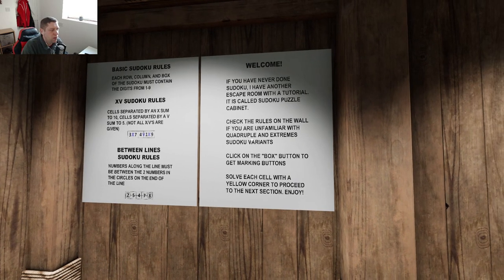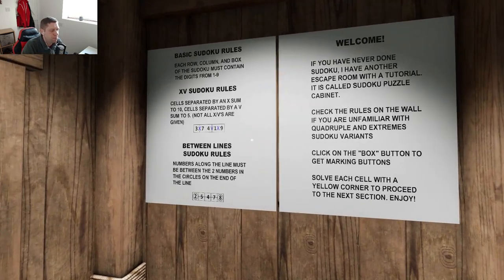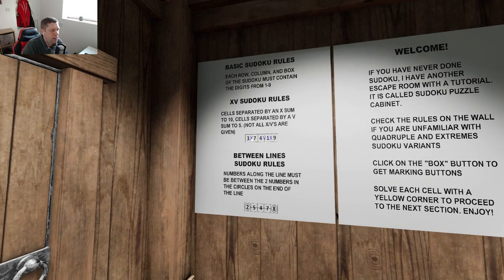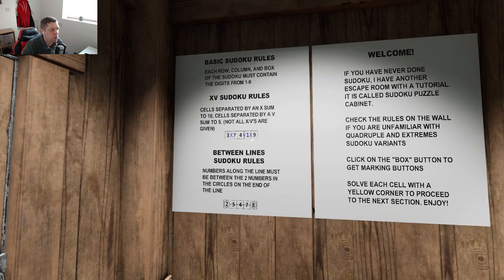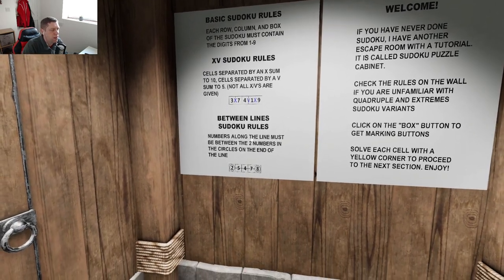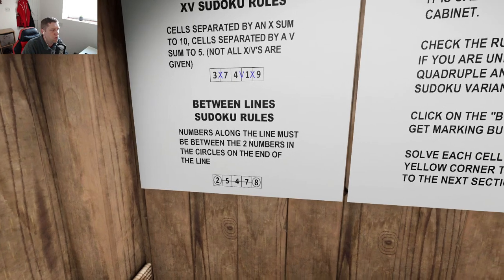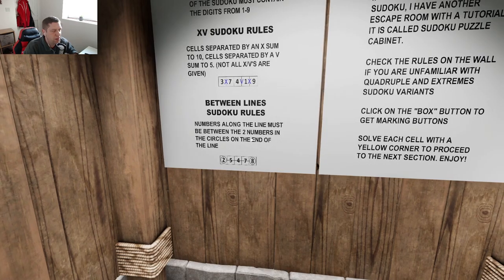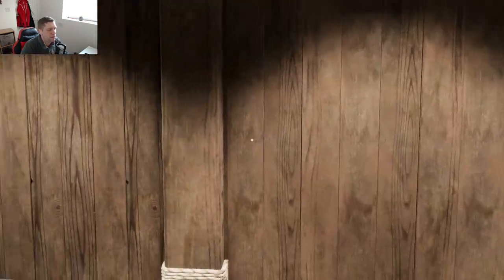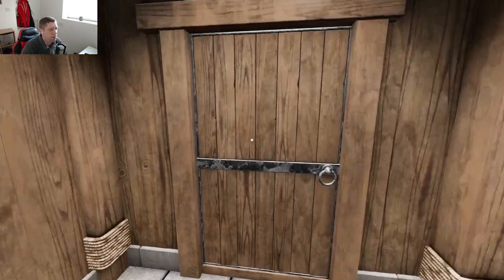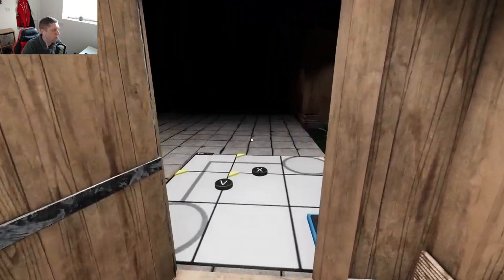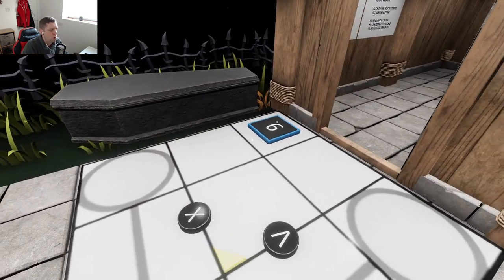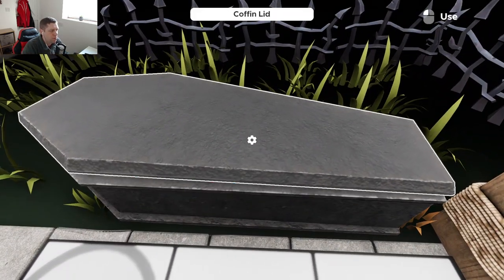So we have some variants here, which is the XV Sudoku. Anything with an X has to add up to 10, anything with a V has to add up to 5. And then we've got the between lines Sudoku rules. So numbers along the line must be between the two numbers in the circles at the end. All right, that's a variant I have not used before, so this should be interesting. But without further ado, let us jump into this spooky escape room.